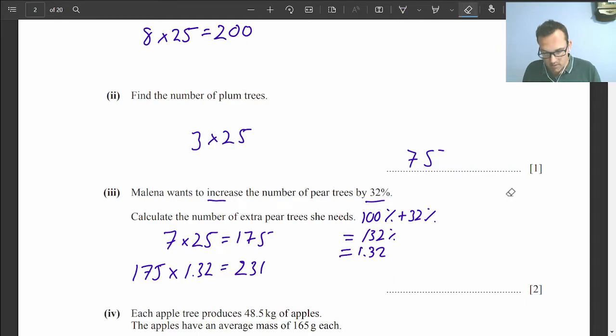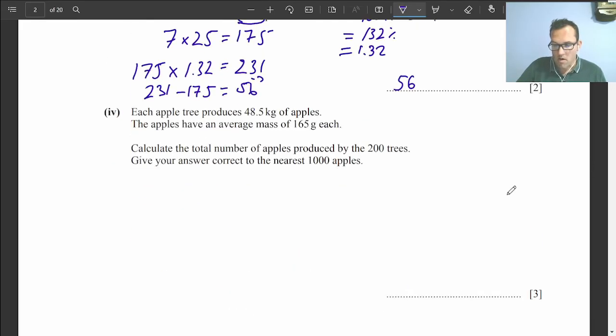That is not our final answer, of course. Okay, it says the number of extra. So it means we need to subtract that: 231 minus 175. 56 is the number of extra trees she wants to buy.